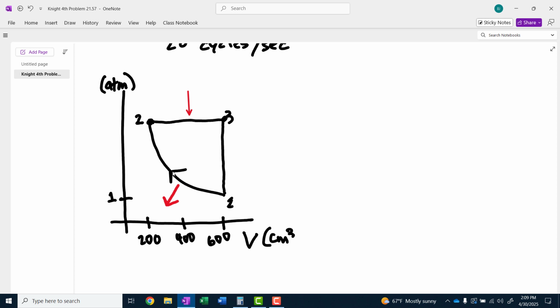And then for process 3 to 1, when we go from 3 back to 1, there's no work being done because the volume is constant. So you've just got a box of gas with constant volume, and somehow it's cooling off. Well, that must mean heat is flowing out.